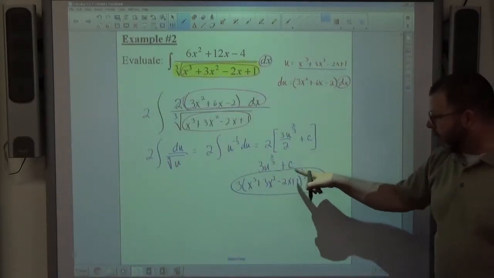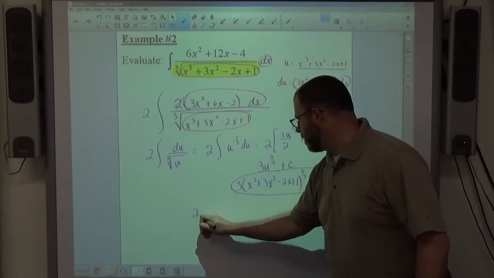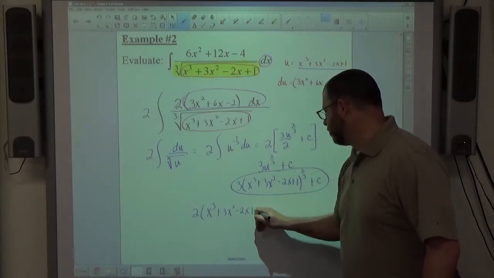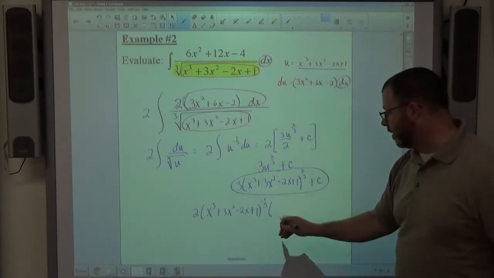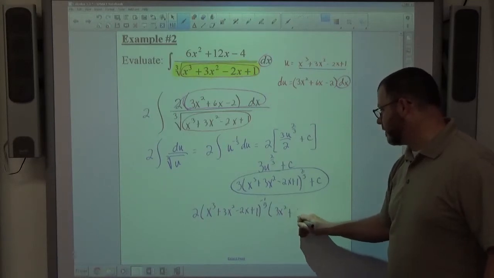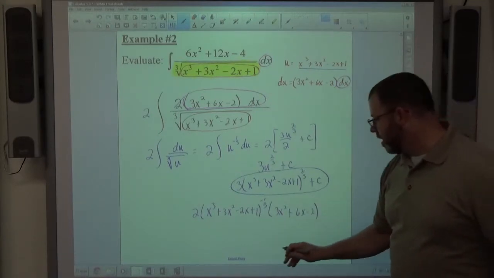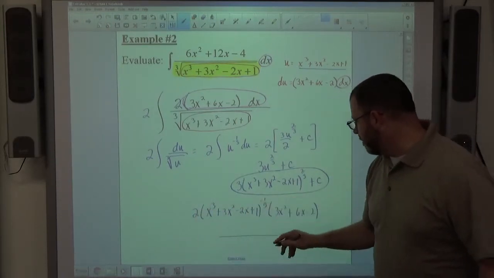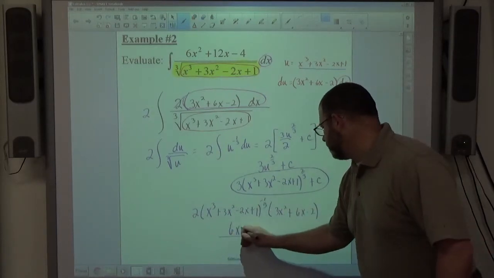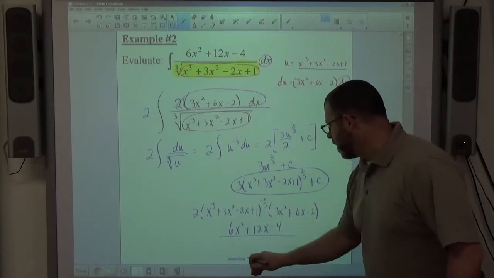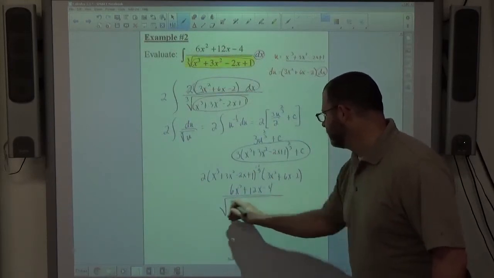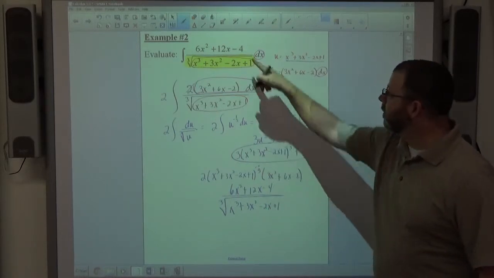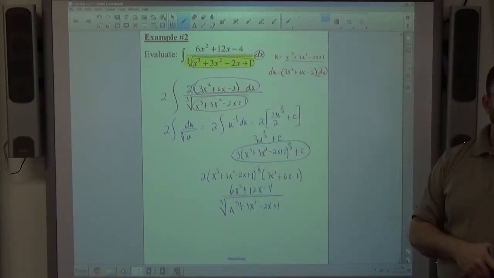Chain rule, right? Power times front makes 2. The argument, x cubed plus 3x squared minus 2x plus 1, to the negative 1/3, times the derivative of the inside, which is 3x squared plus 6x minus 2. The derivative of c, of course, is 0. If I rewrite this, this is on top, that's on bottom. So 2 times all this stuff makes 6x squared plus 12x minus 4. And on the bottom we have the cube root of x cubed plus 3x squared minus 2x plus 1. Same as the original problem. So therefore we did it right.